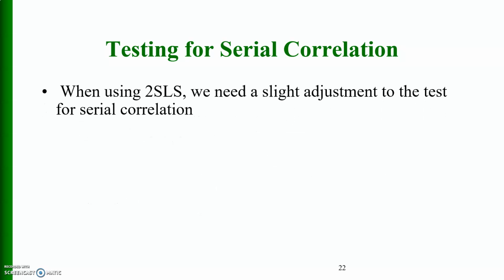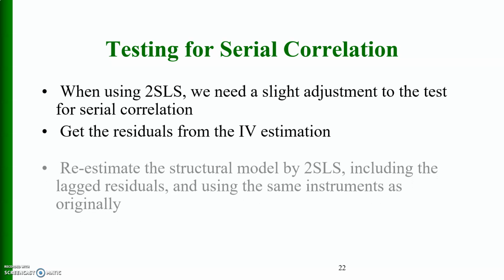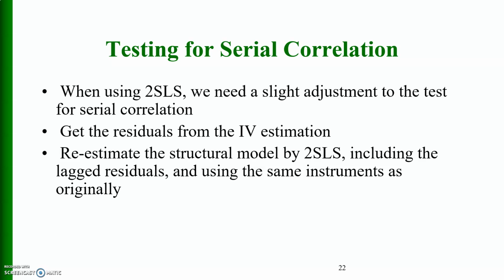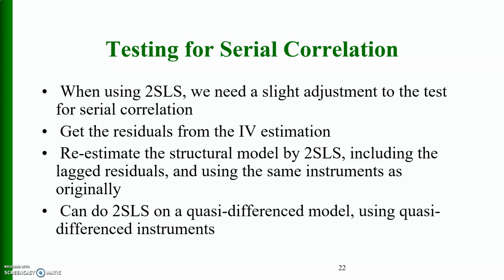Similarly, we can also use IV to test for serial correlation. When using 2SLS, we need a slight adjustment to the test for serial correlation. In the same way, we can get the residuals from the instrumental variable estimation and then re-estimate the structural model by 2SLS, including the lagged residuals, and using the same instruments as originally. And we can do 2SLS on a quasi-differenced model using quasi-differenced instruments.